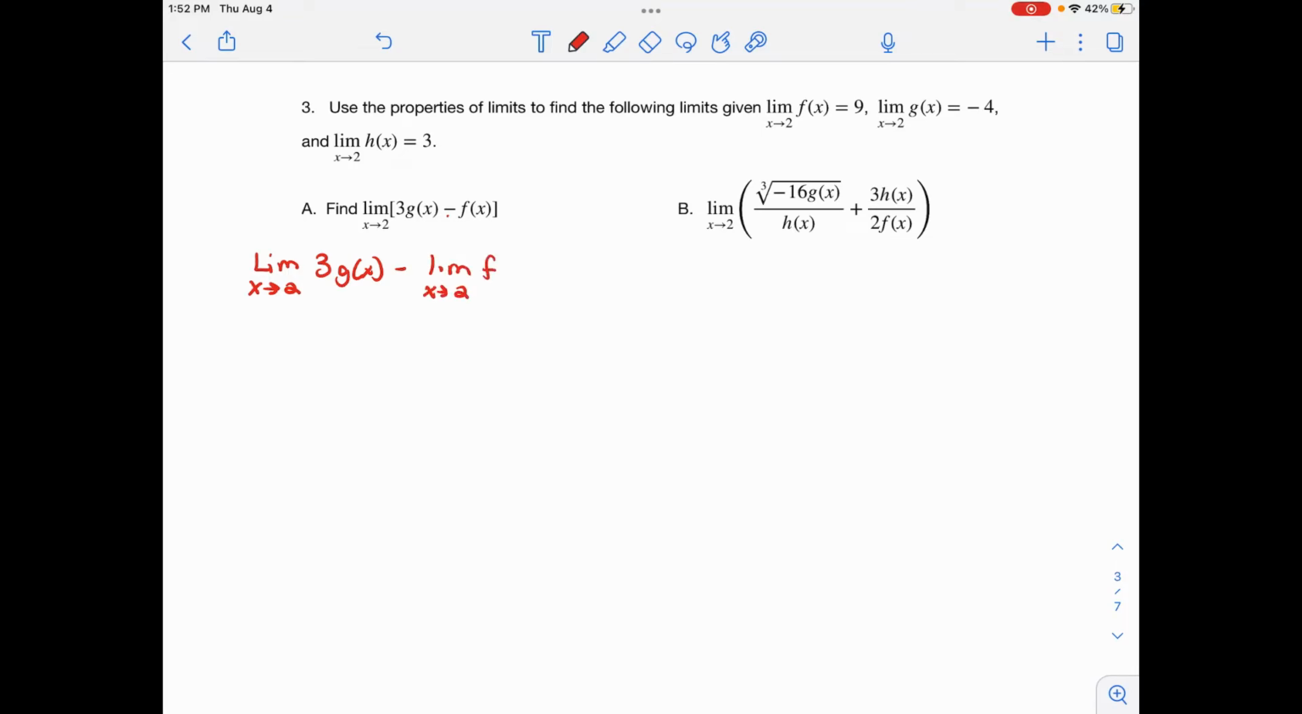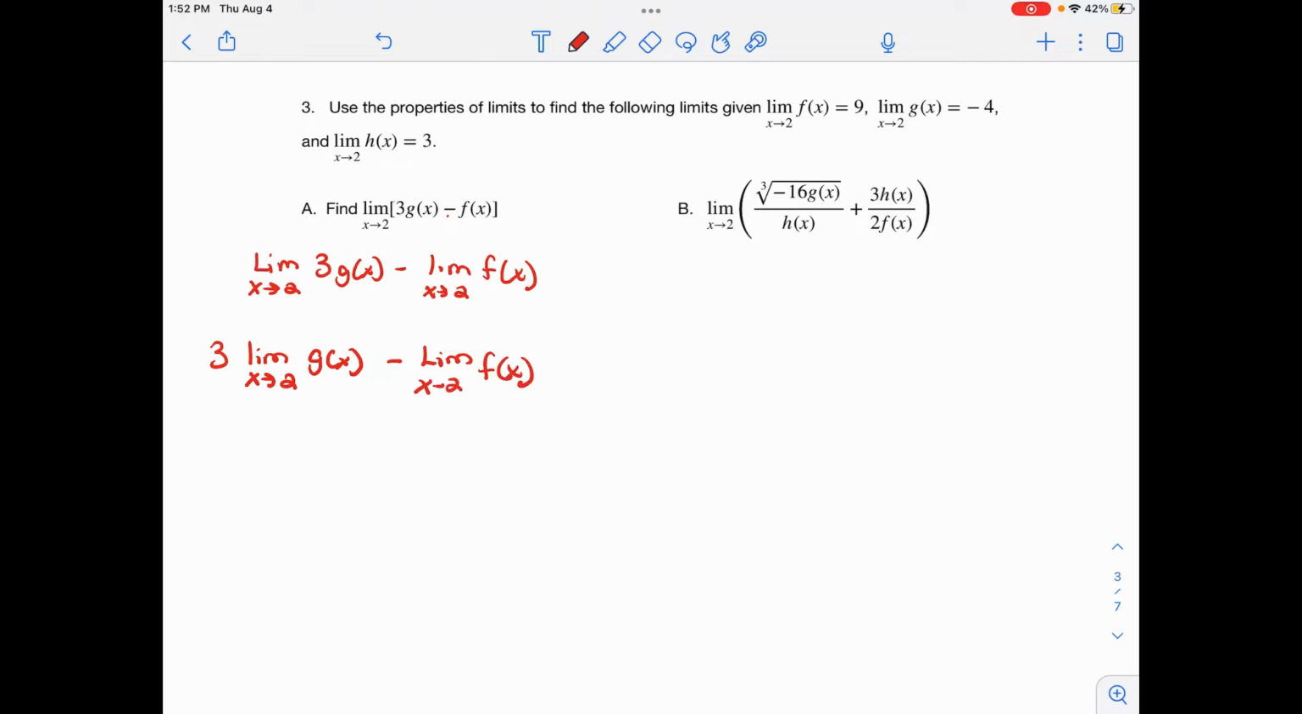To each function, and that becomes the limit as x goes to 2 of 3 times g of x minus the limit as x goes to 2 of f of x. Then I know 3 here is a constant, so I can bring that out. And that becomes 3 times the limit as x goes to 2 of g of x, that answer minus the limit as x goes to 2 of f of x.